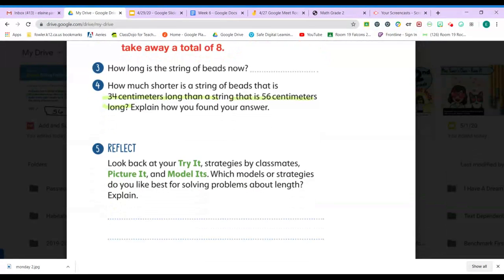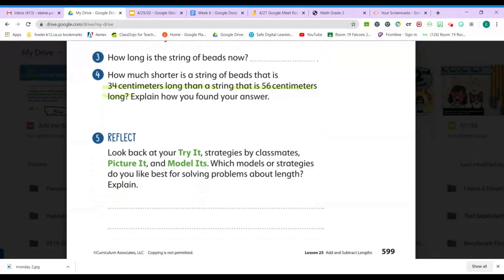And number 5, our final problem is reflect. Look back at your try it. So that one's the very first one. Which models or strategies do you like best for solving problems about length? So you're going to write or you're going to explain what strategy you like best. So for Miss Yanez, I really love using number lines. So I would write down here why I like to use an open number line.